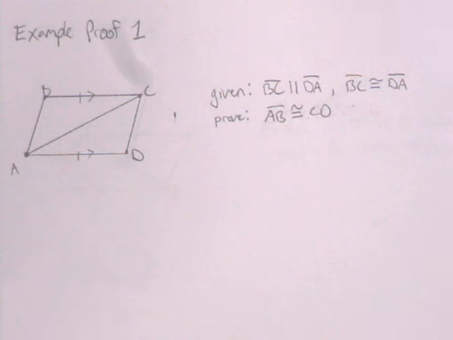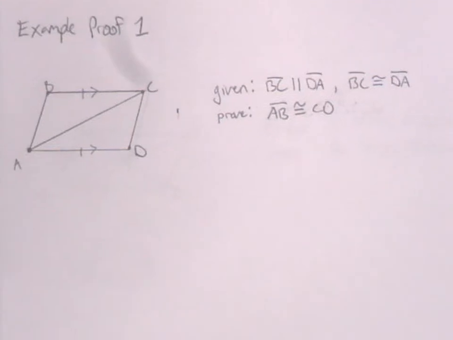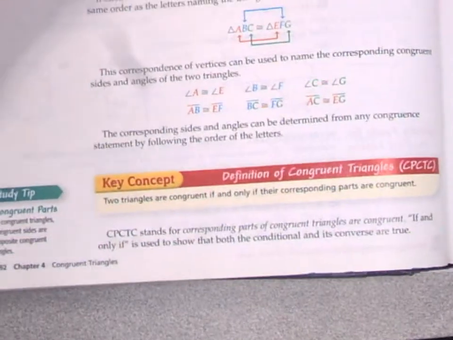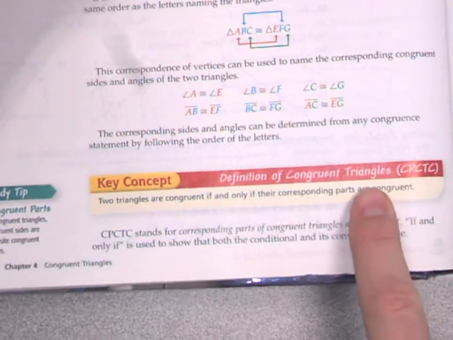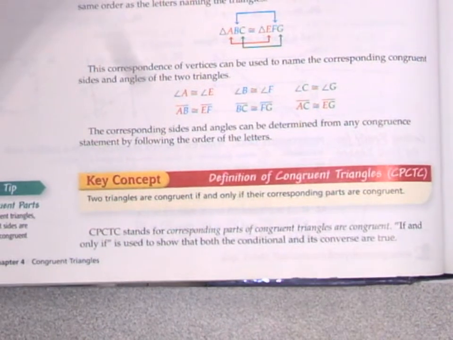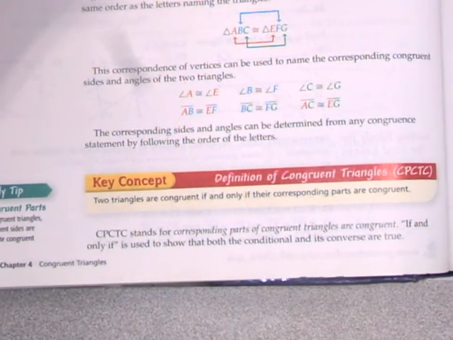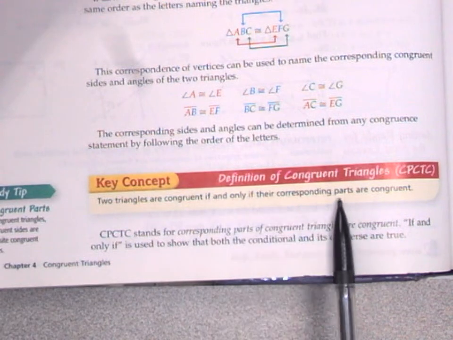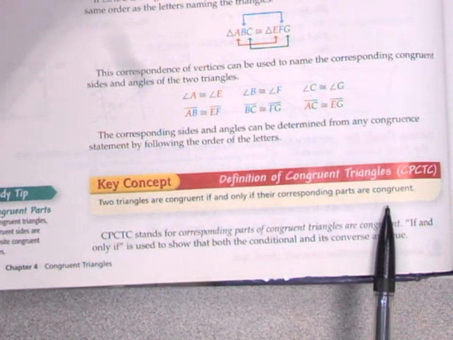If you go back to the definition of congruent triangles that we talked about earlier last week, there's an abbreviation here that's actually important. This is on page 192. At the very bottom, we have the definition of congruent triangles. This definition should already be in your notes, but if it's not, you should add it. Two triangles are congruent if and only if their corresponding parts are congruent, right?